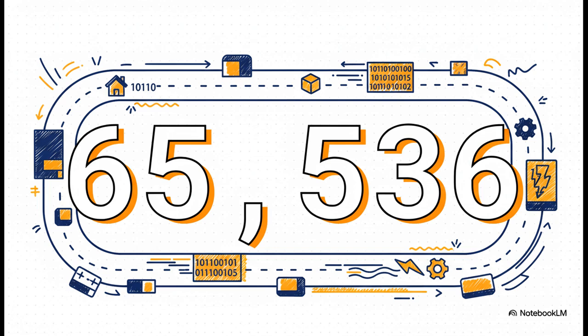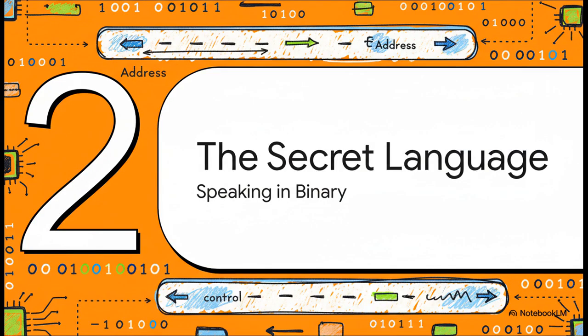And that right there shows you the incredible exponential power of bus width. Every single lane you add doubles the amount of memory your computer can talk to. All right, so we've got our highway system figured out, but what language is all this data speaking as it's flying down these buses? It's not English, that's for sure. It's something much more fundamental to how computers work.